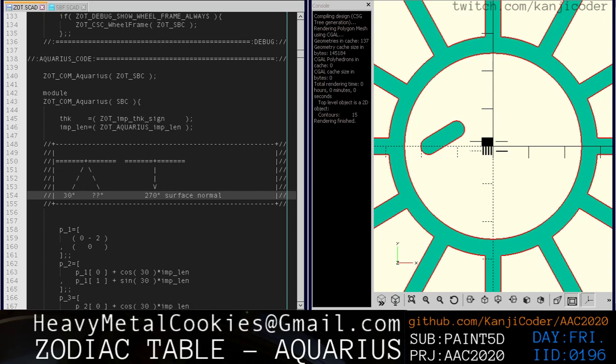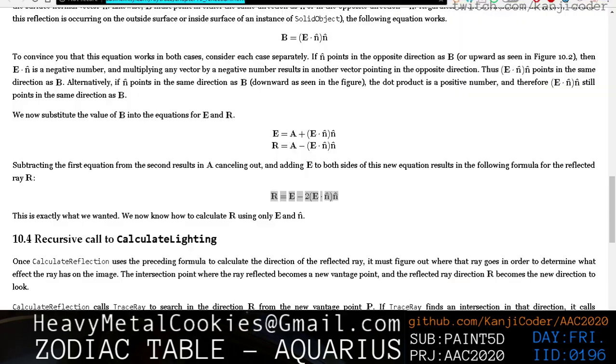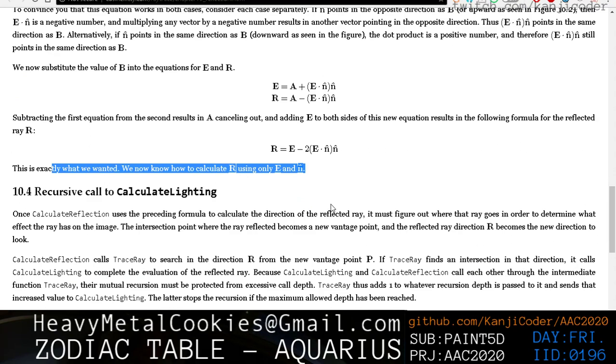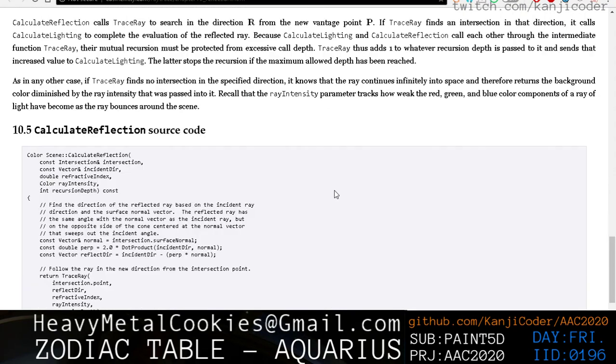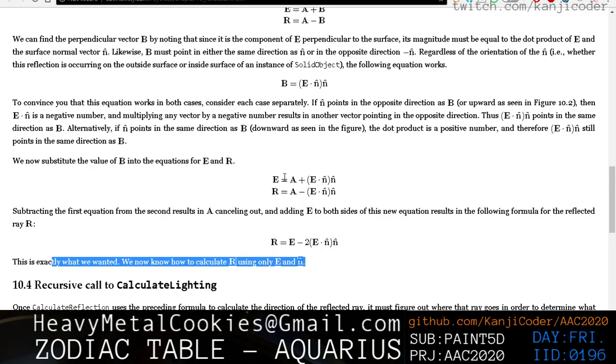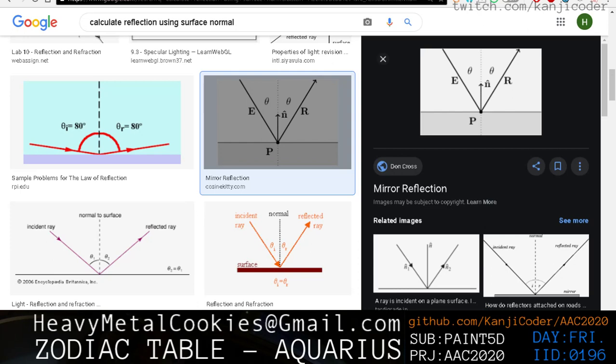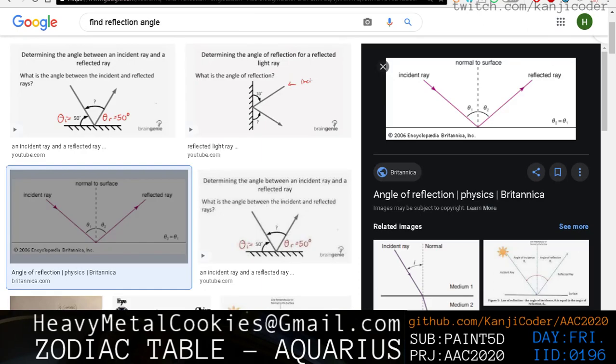Okay, so let's read more of that article, right? So this is basically what we're saying is the formula. Now the thing is that these are vectors, right? These aren't angles. This is exactly what we wanted. Now we know how to calculate R using only E and I, right? Okay. So we're just gonna go with that and see if that's what we need. And let's hope that we don't have to read any more of this, and that's all we need to do.